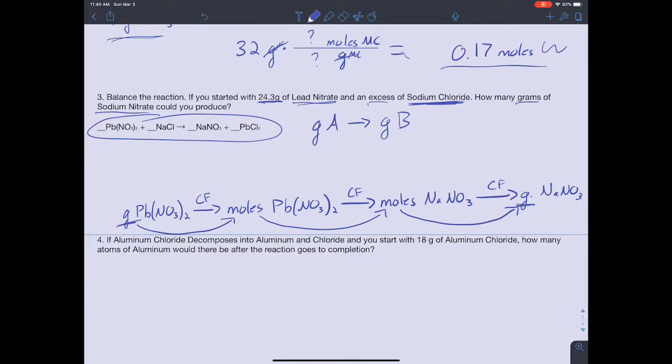And at the end, you should get an answer of 12.5 grams of sodium nitrate. This should be your final answer if you do it all correctly. Okay, so do it and check and make sure you're getting the right answer.